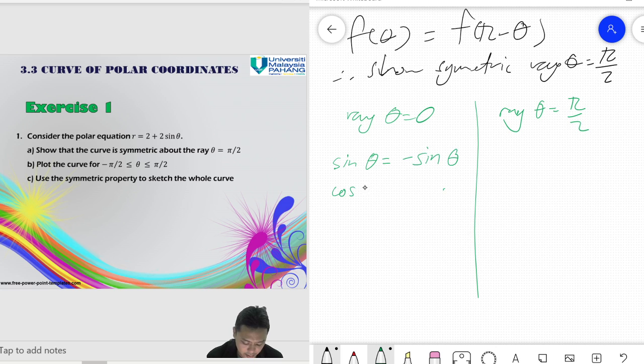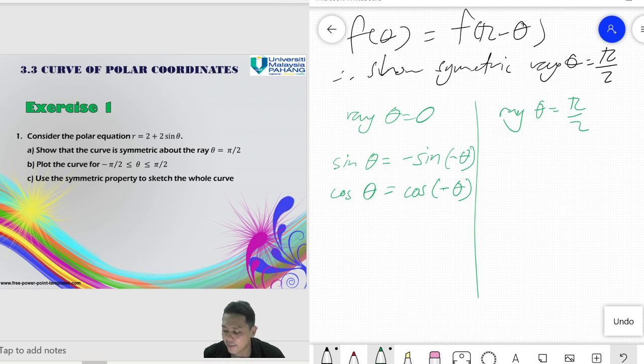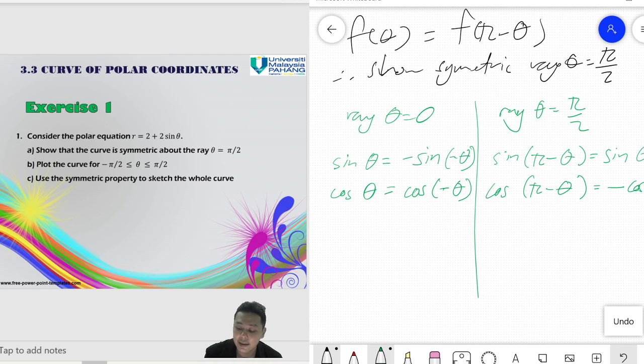And it involves cos theta equals, let me check again. Okay, so go back. Sin(negative theta) equals negative sin theta, and only cos(negative theta) equals cos theta. For ray theta pi over 2, the identities I find useful involve pi minus theta, which is sin(pi minus theta) equals sin theta, and then cos(pi minus theta) equals negative cos theta. Because for ray theta equals 0, we need to show f(theta) equals f(negative theta). For ray theta pi over 2, we need to show f(theta) equals f(pi minus theta).